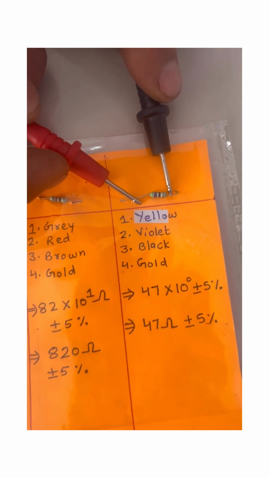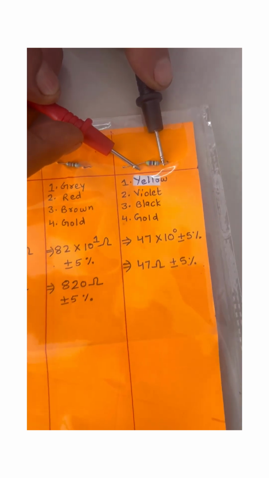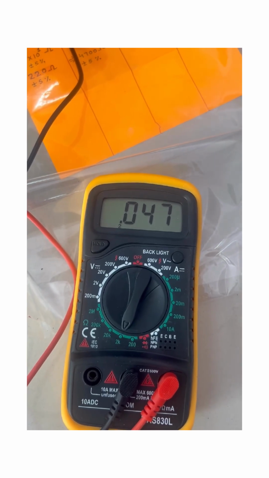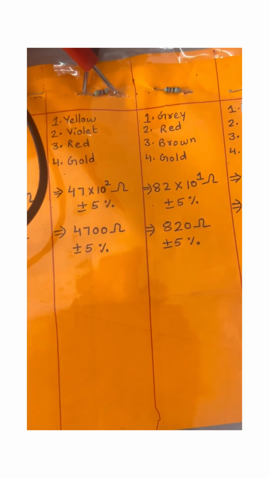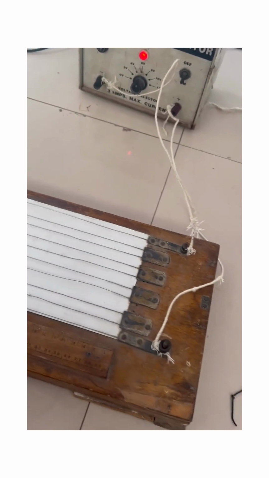For 47 ohm, which is calculated by color coding, the multimeter is showing 47 ohm. The knob of the multimeter is at 2000 ohm. Then the last one is 4700 ohm, where the knob of the multimeter is shifted to 20k and it is showing 4.61k.